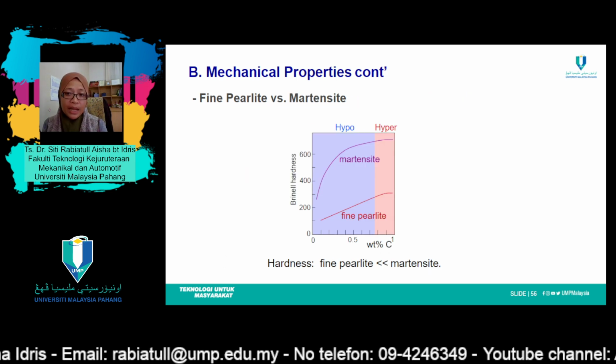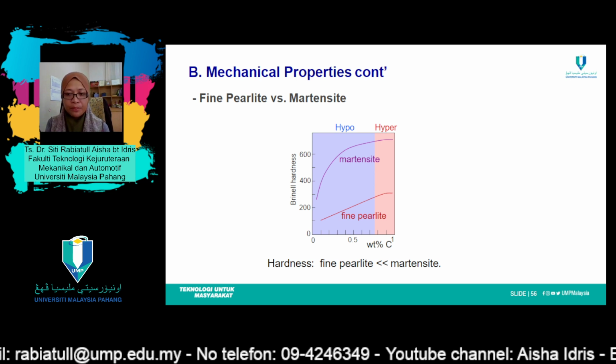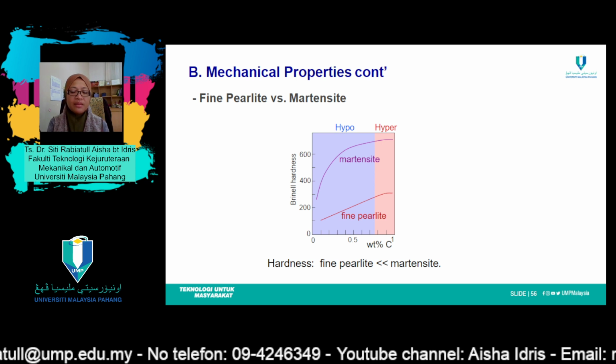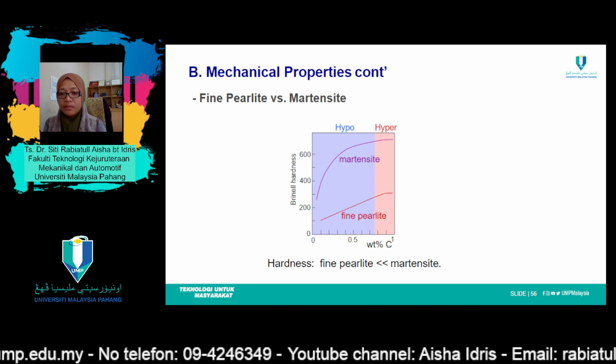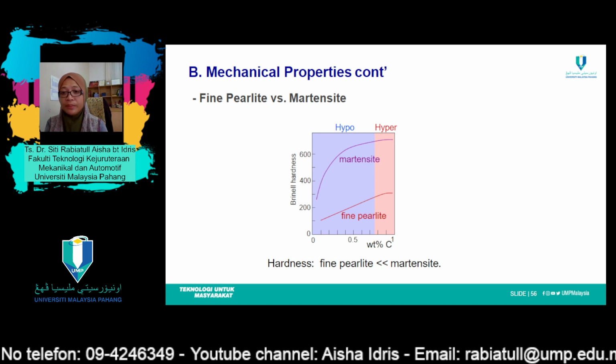How about pearlite and martensite? Martensite has higher hardness than pearlite because martensite is hard and brittle. It is formed through fast cooling.